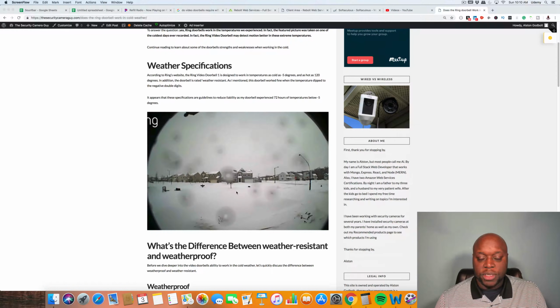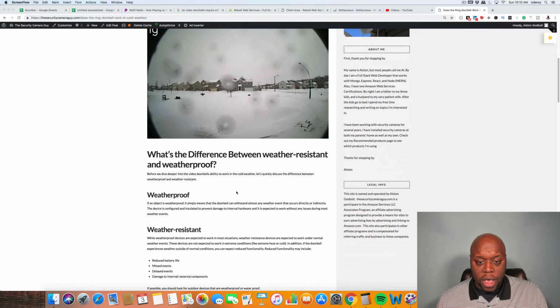I believe, because the temperature between the car and the rest of the environment were so extreme, that's why I think it had no problem picking up objects or items that were further away. So that was the good news.